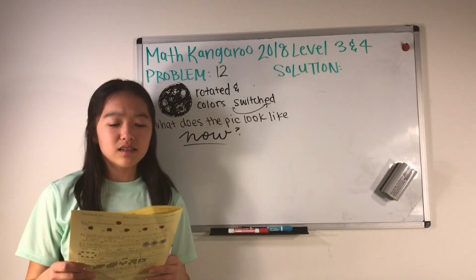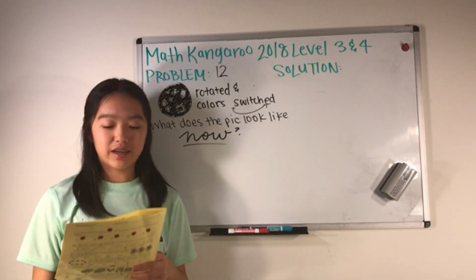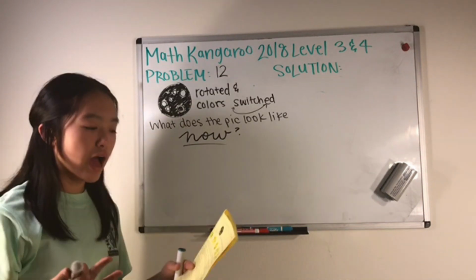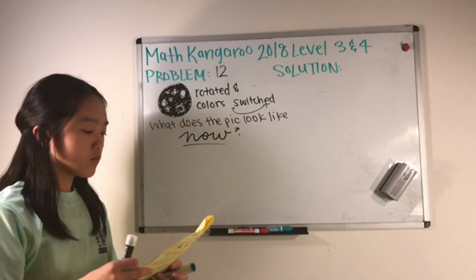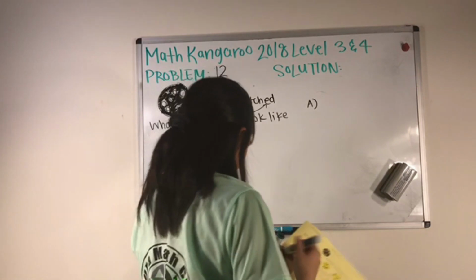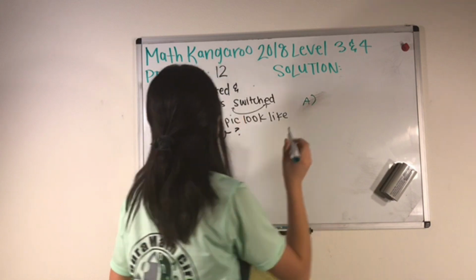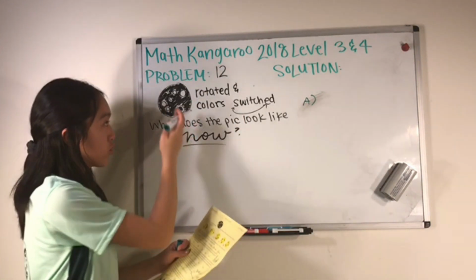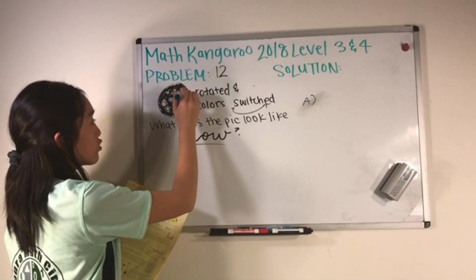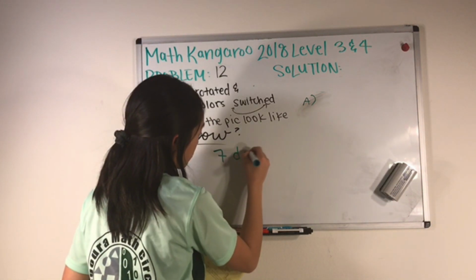Problem number 12 says, the colors in this picture are switched. Then the picture is rotated. What does the picture look like now? So I didn't draw all 5 choices because it doesn't quite matter about the placement of the dots. Well, if you look at letter A, you'll see that the big dot, the one with the black in the middle, is not in the right placement. And also, there are a total of 1, 2, 3, 4, 5, 6, 7 dots in total.